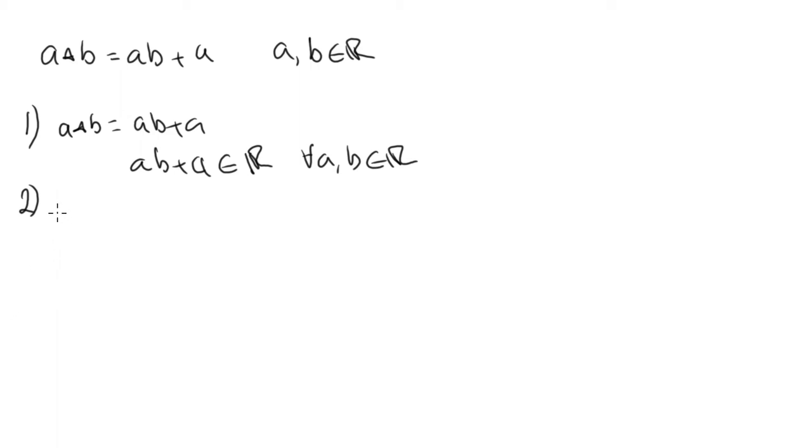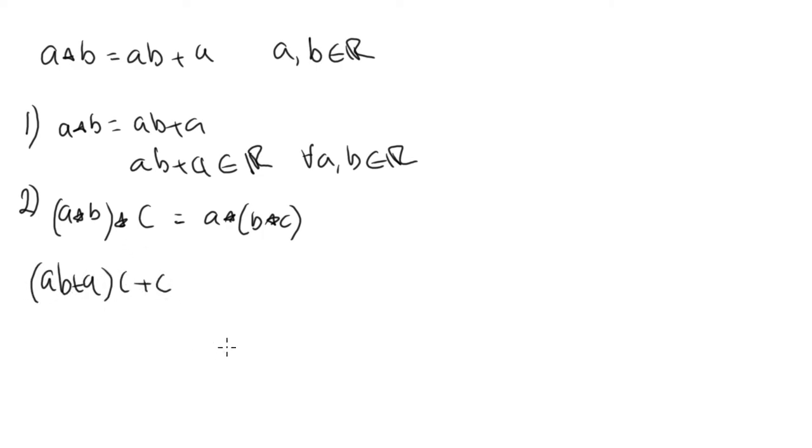Let's check the second one, associativity. Now we have to show that it does not matter in which order we combine elements. If something is to obey associativity, we could combine A and B and then combine another element C, and that should be exactly the same as combining B and C first and then A after. Let's check. A combined with B is AB plus A, and now we combine that with C. This is going to be AB plus A times C plus C. Expanding out, we get ABC plus AC plus C.